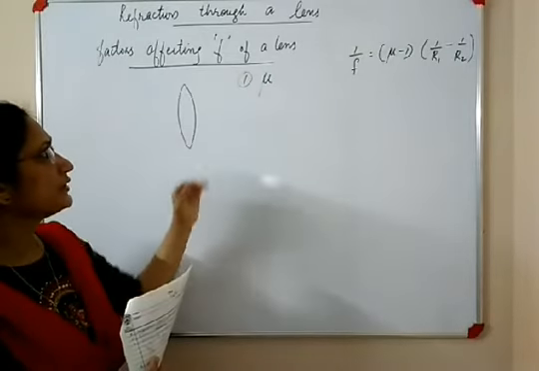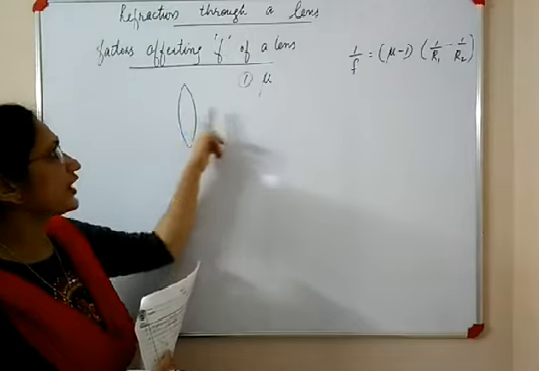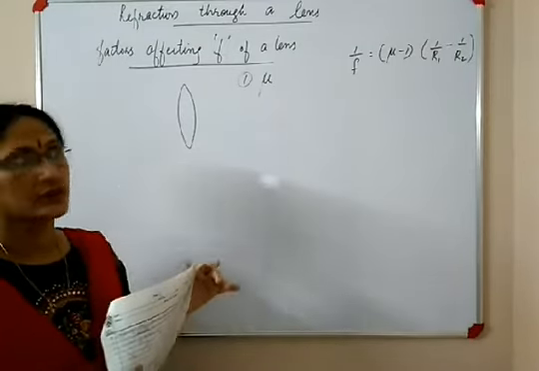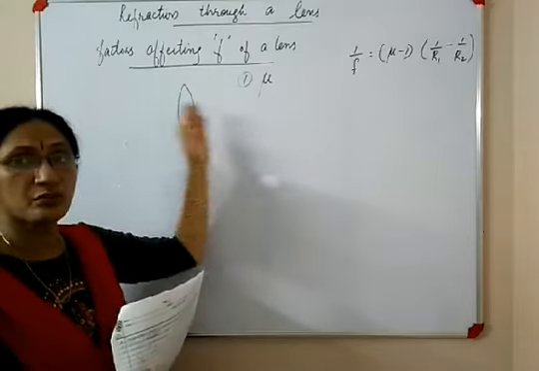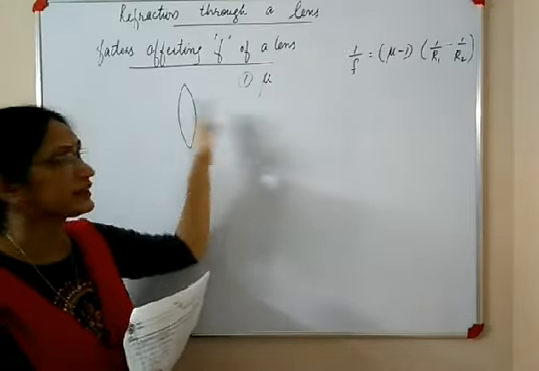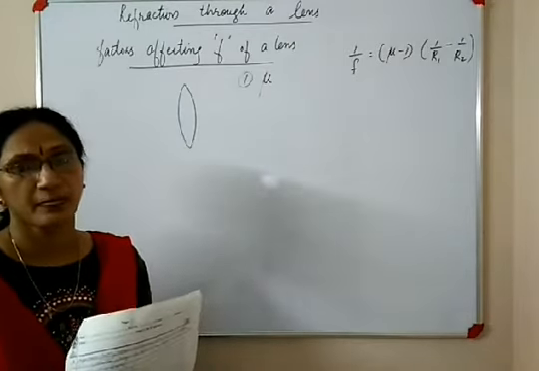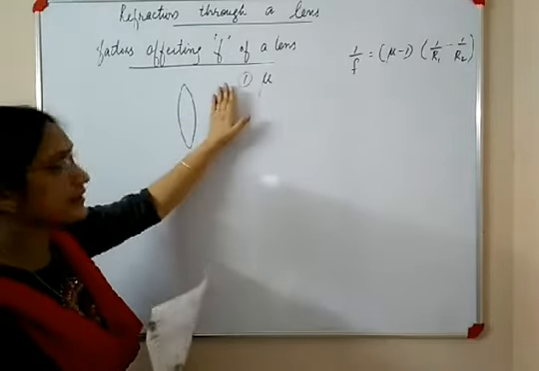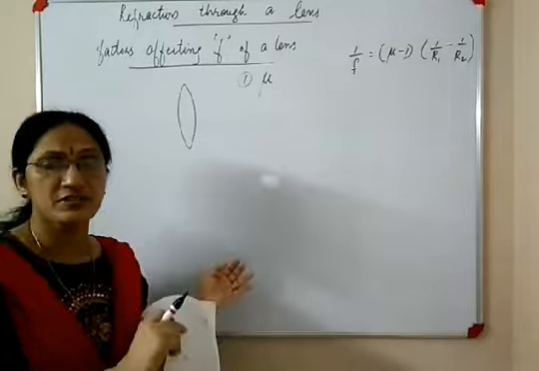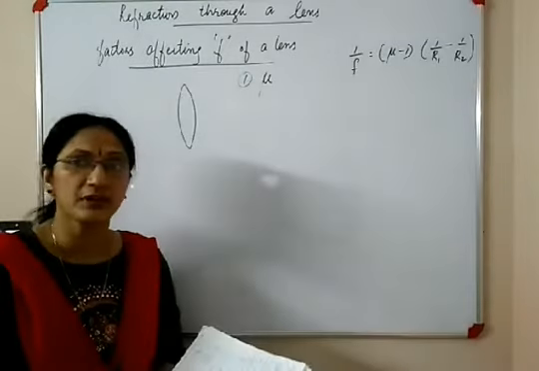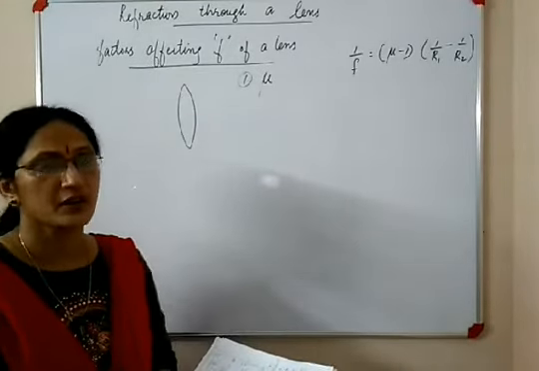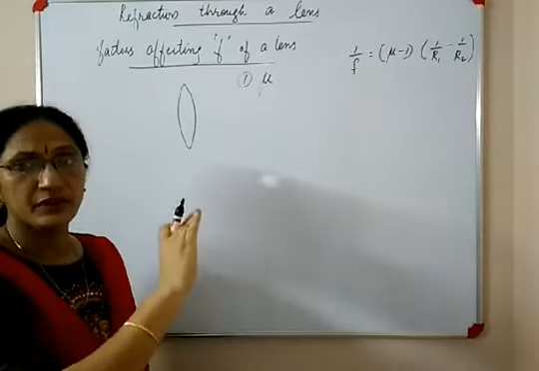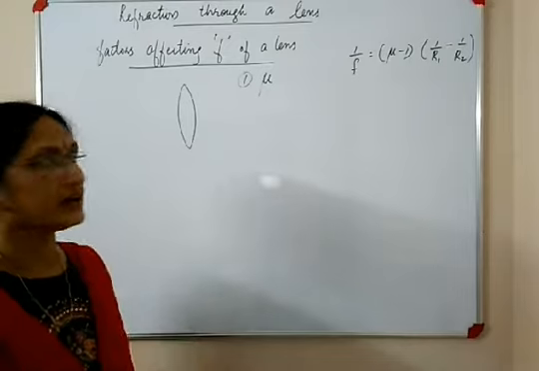If the lens has the same medium on both sides, its focal length on both sides, first focal length and second focal length, are the same. Suppose the medium on one side is air and on the other side is water, then the first focal length and second focal length will differ. So if the medium on both sides is the same, both focal lengths are the same.